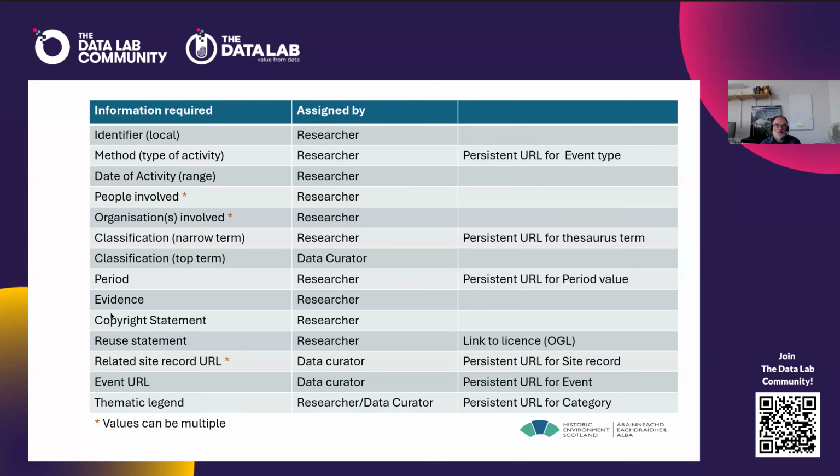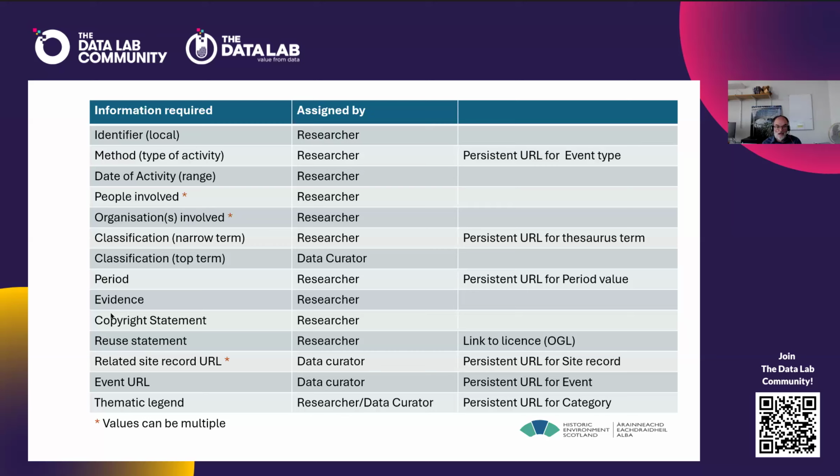And then the structure of the information we want to require. We need an identifier from the project, from the advisor, the methodology. What did you do? And it should be a unique term. The date of activity, and that could be a date range. Who was involved, and the organization they were involved with? Ideally, they should use a term from our monument thesaurus, but we can work around that. Period. Good to have a period value assigned.